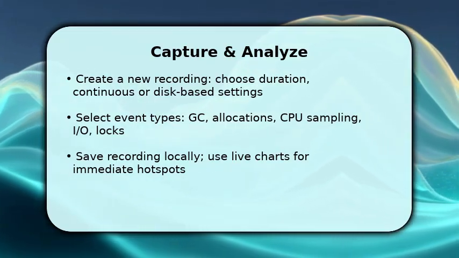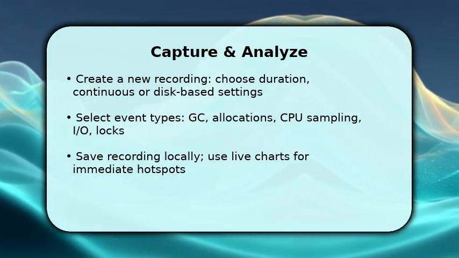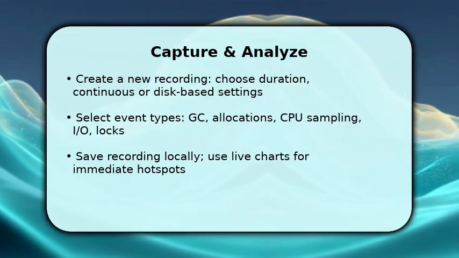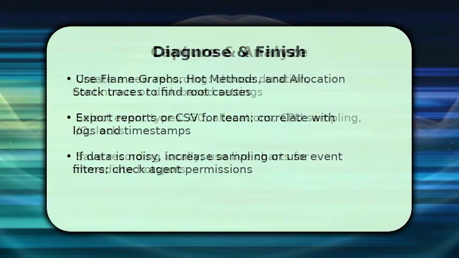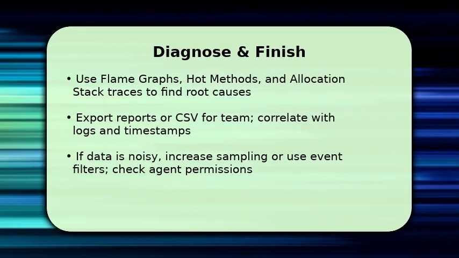You'll then open the saved JFR file in the Flight Recorder Analyzer within JMC to drill into method-level CPU, allocation stacks. You finish by inspecting flame graphs, hot method lists, and allocation stacks to identify root causes. Complement that with GC and thread contention views to confirm symptoms. Once confident, export a report or CSV for team review and correlate JFR timestamps with application logs for context.